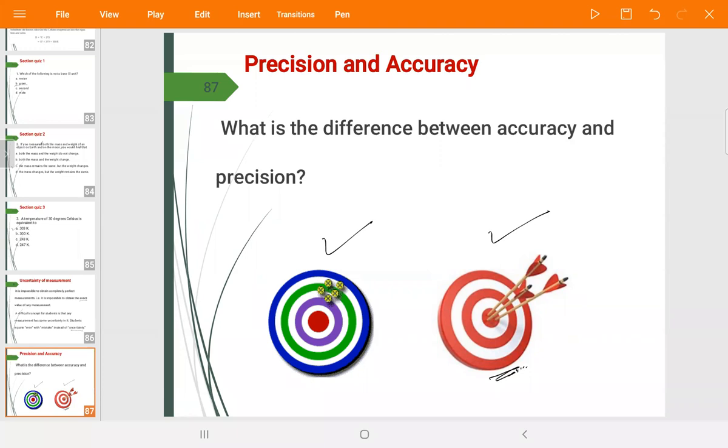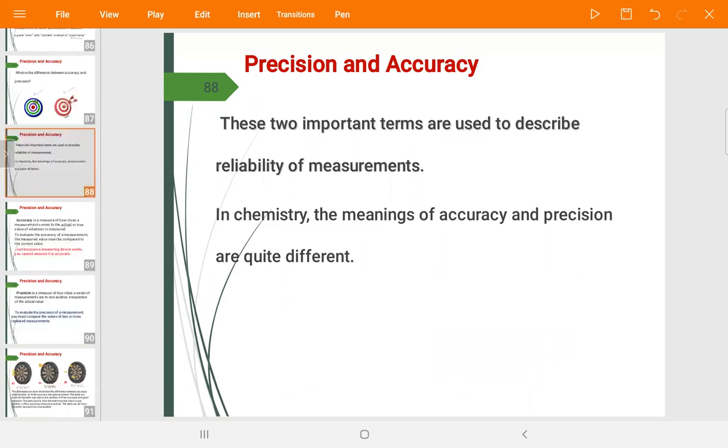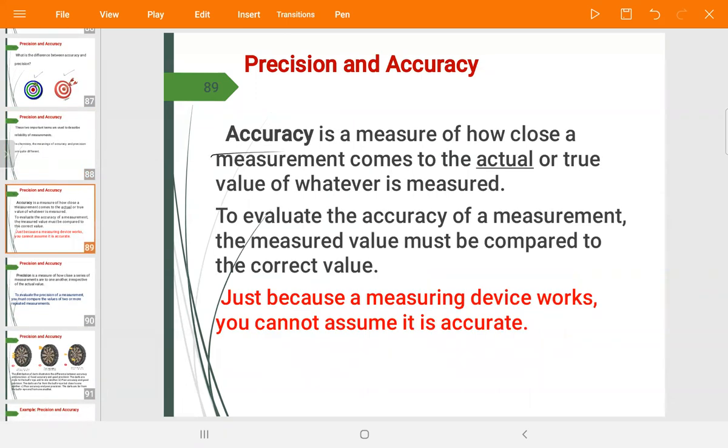When we say precision, we mean the closeness of data, whereas accuracy is the closeness of measured values to the true one. When we say accuracy, it measures how close a measure is to the actual or true value, whereas precision refers to the closeness of the measurements to each other. So that is the basic difference between accuracy and precision. To evaluate the accuracy of measurement, we have to compare the measured value to the correct value.